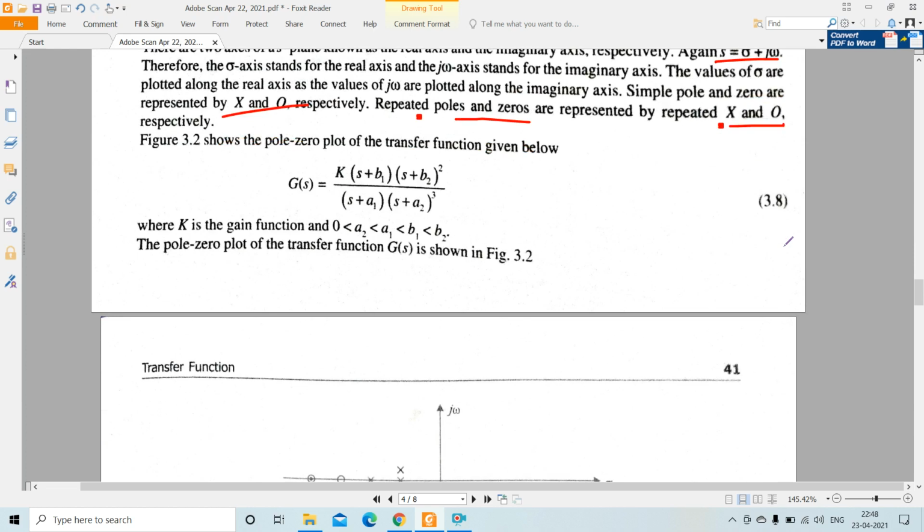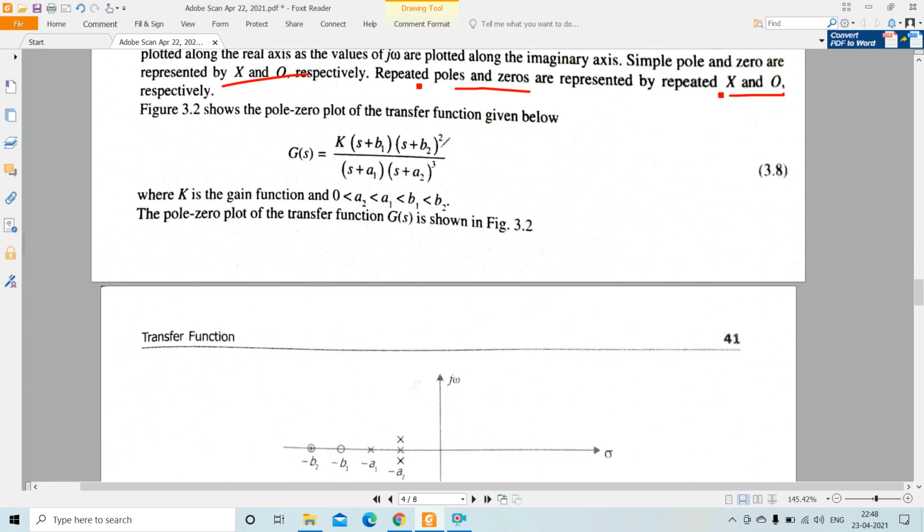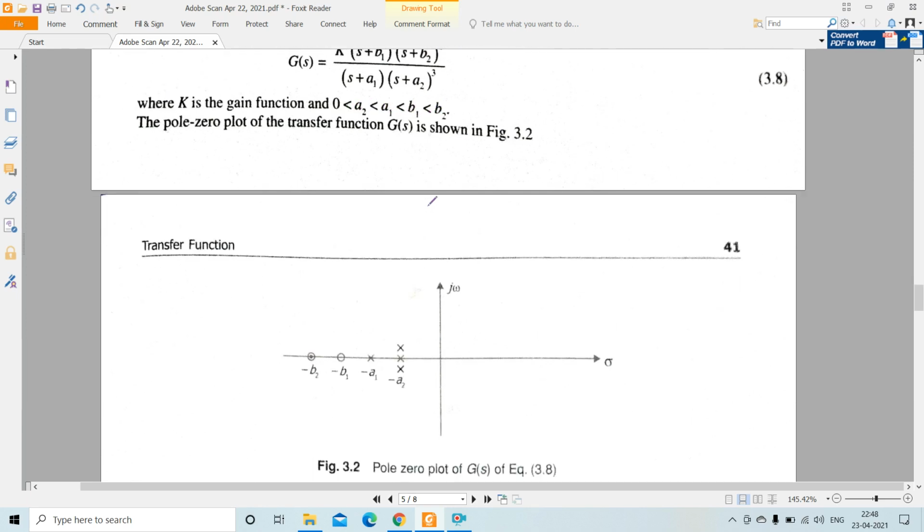So let's take one example. See this example. Here the transfer function G(s) is given as K times (s plus b1)(s plus b2)^2 divided by (s plus a1)(s plus a2)^3. K is the gain factor, and it is assumed that 0 is less than a2, less than a1, less than b1, less than b2. These are just assumed values. That means we assume the magnitude of the factors like this. So how do we represent poles and zeros in the s plane?